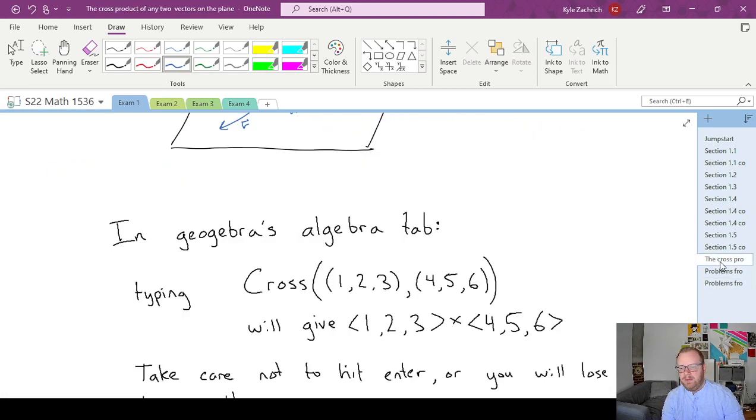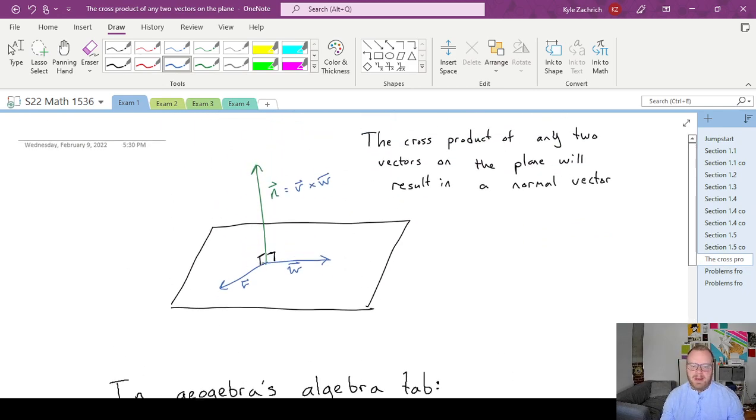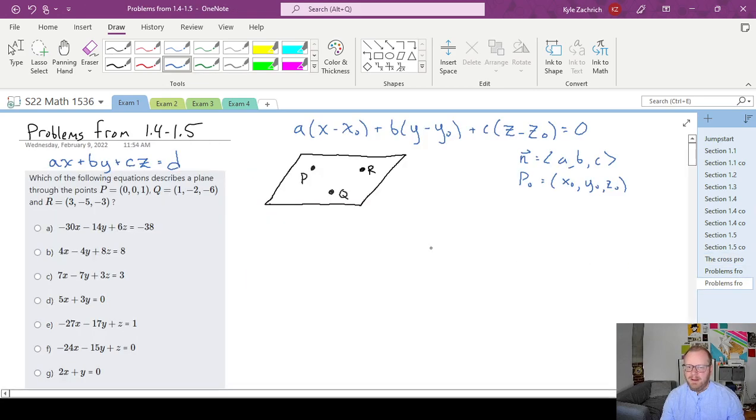I showed you here that if we have two vectors on the plane, then we can create a normal vector by taking the cross product of those two vectors. We aren't given two vectors on this plane, but we are given 3 points. And if we have 3 points on the plane, we can actually create those two vectors. So here's one vector, PR, and here's another vector, PQ.